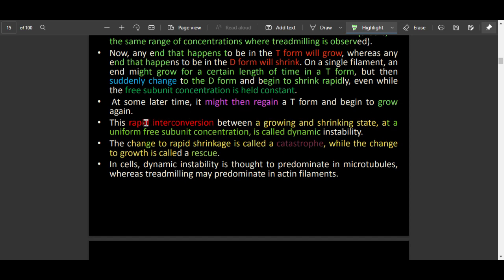The change to rapid shrinkage is called catastrophe, while the change to growth is called rescue. Dynamic instability is thought to predominate in microtubules, and treadmilling is predominant in actin filaments.